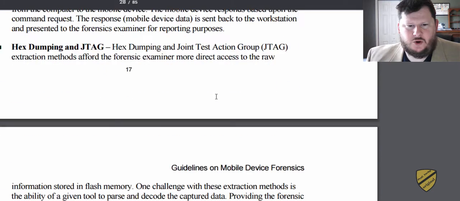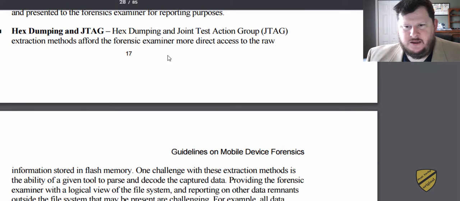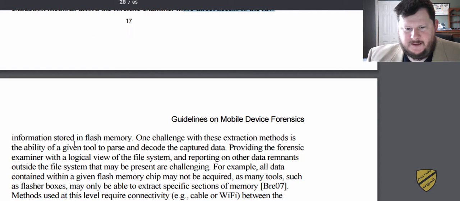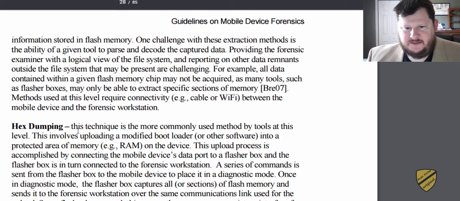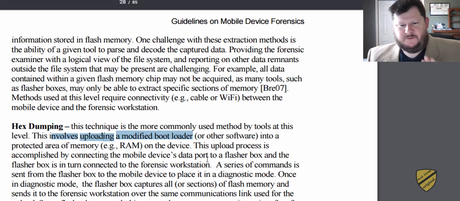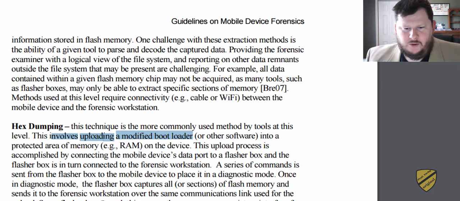The next options are hex dumping and JTAG. I'll talk about these really briefly. JTAG is the Joint Test Action Group. It gives you raw information stored on the flash memory. Hex dumping is taking the digital information on the phone, modifying a bootloader, telling the phone, hey, give me everything you have, and then it sends that whole thing out.